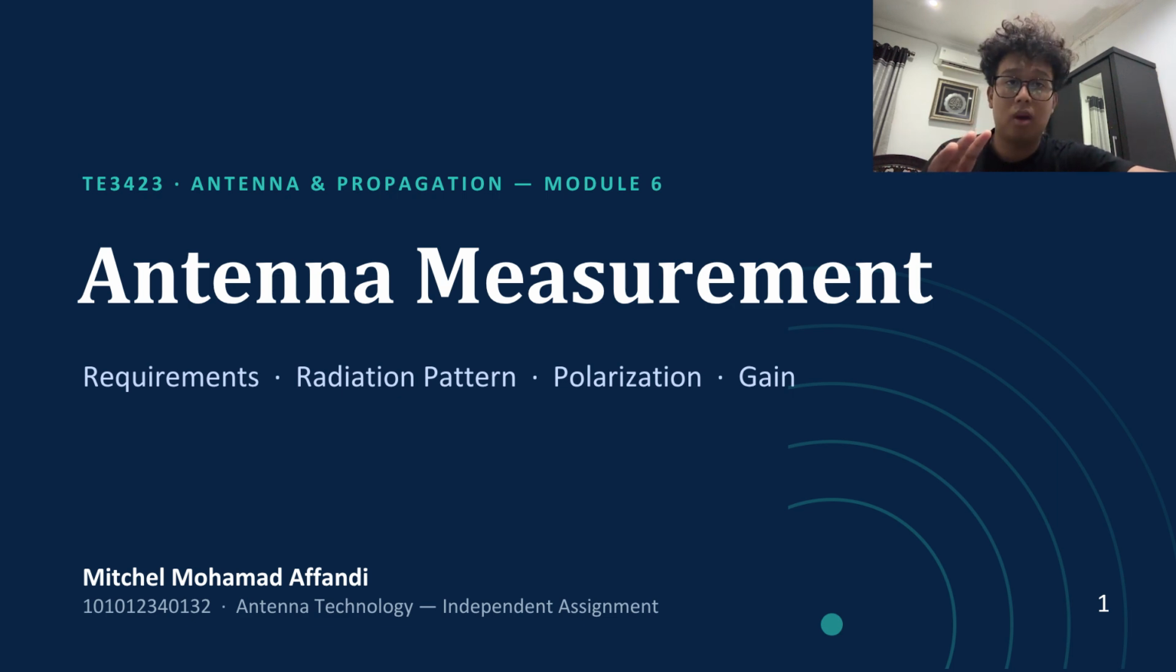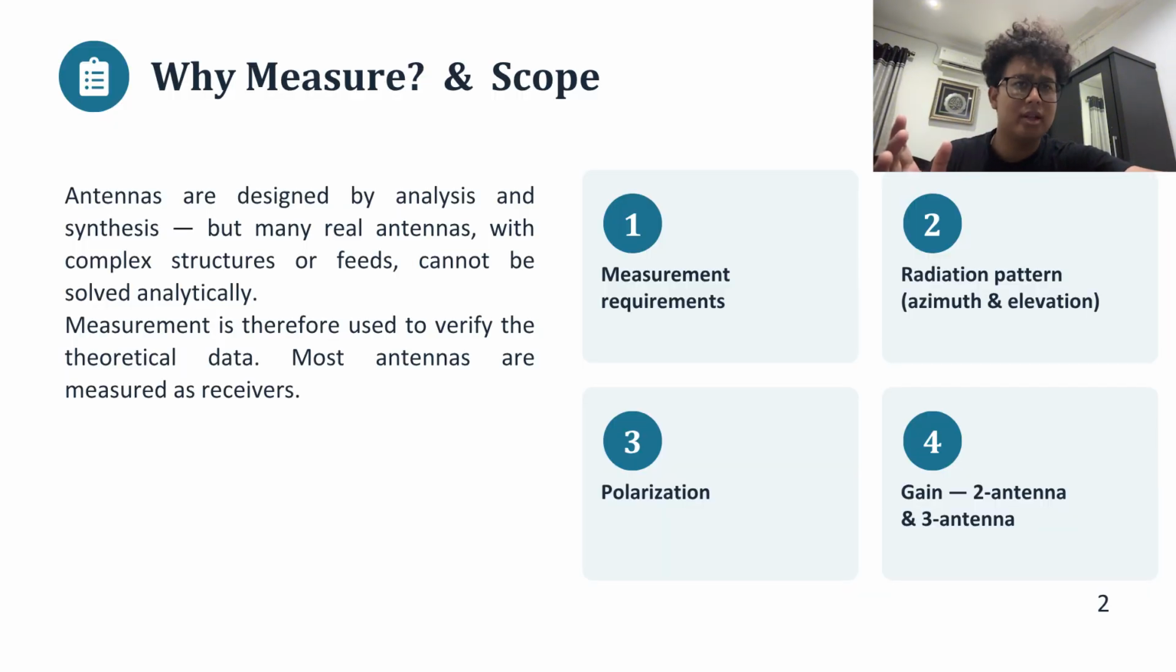Let's start with why measurement even matters. We can design antennas through analysis and synthesis, but in real life, many antennas have complex shapes and feeds, so they can't be solved fully on paper. And that's where measurement comes in. It lets us verify the theory. And one thing to remember is that most antennas are measured as receivers. So these are the four parameters we'll cover: requirements, radiation pattern, polarization, and gain.